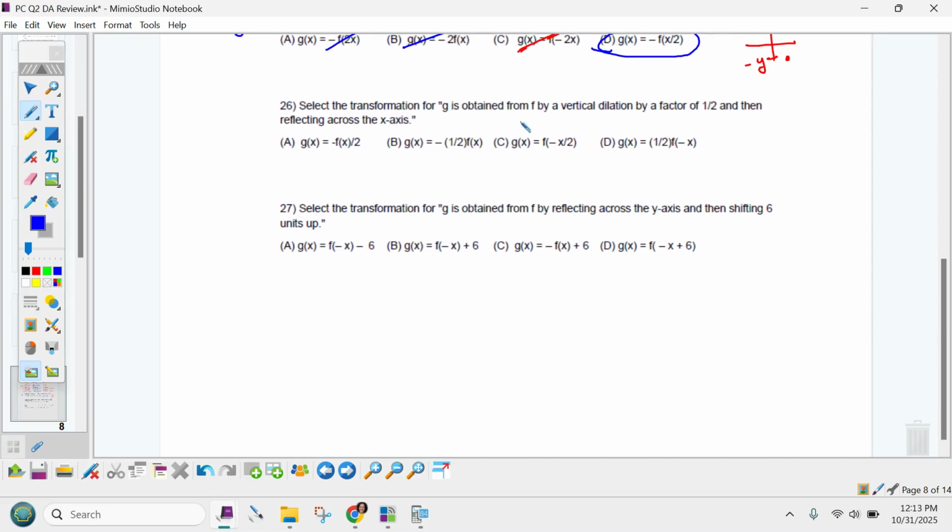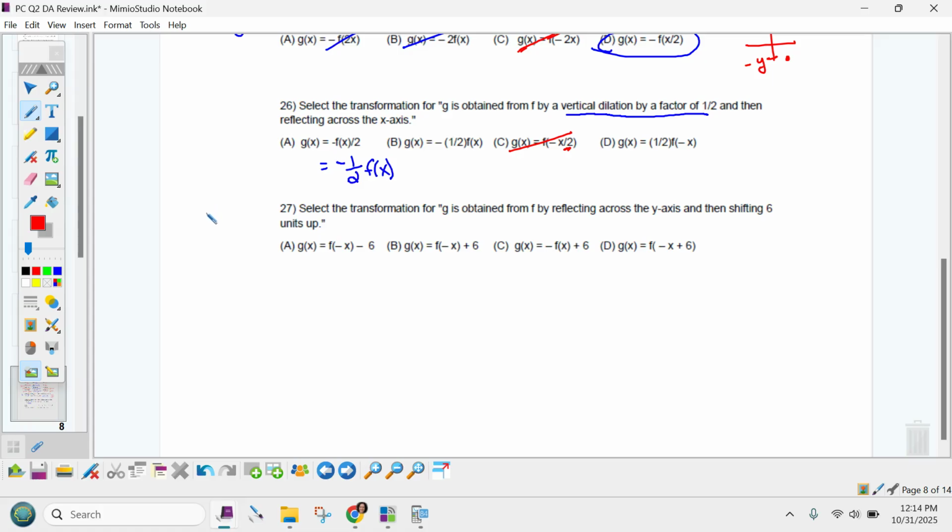Now we're going to select the transformation that is a vertical dilation of a half. Okay, vertical is in the front. Okay, whoa, look at this. So I don't like the way A is written. I'm going to rewrite this as negative 1/2 f of x. Oh, that's the same thing as B. Okay, well, we'll get back to that. Maybe there's going to be 2 right answers on this one. It's not C because that's the x divided by 2.